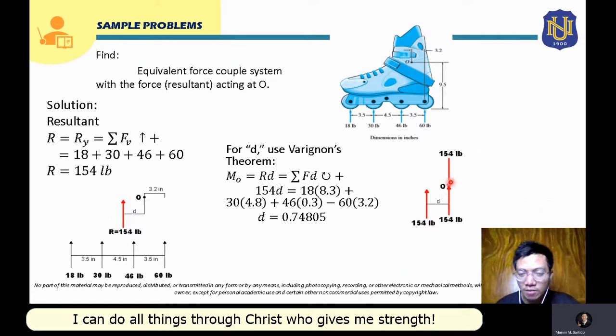So after transferring this 154 pound force, there will be a produced couple here, and that couple will be clockwise. The magnitude of that couple will just be C equal to F times D, wherein F will be 154 pound, and the distance D will be the distance D that we have solved. Solving for the magnitude of the couple, it will be 154 times 0.74805 inch. So that will be 115.20 pound inch. This will be the couple that we are looking for in the equivalent system.